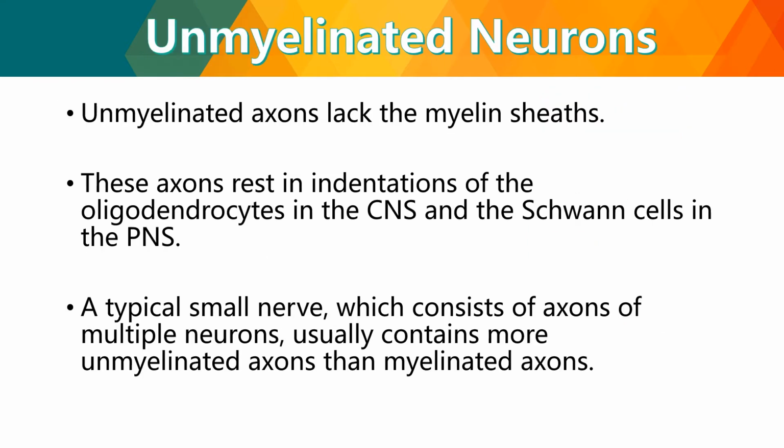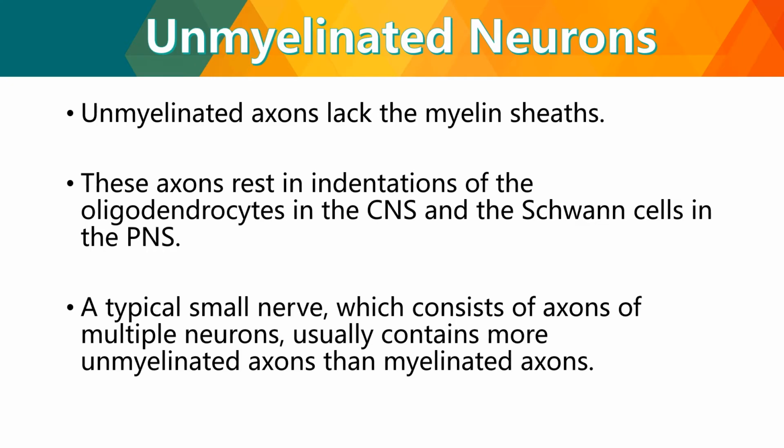Unmyelinated neurons are axons that lack myelin sheaths. These axons rest in the indentations of the oligodendrocytes in the central nervous system and the Schwann cells in the PNS. A typical small nerve, which consists of axons of multiple neurons, usually contains more unmyelinated axons than myelinated axons.